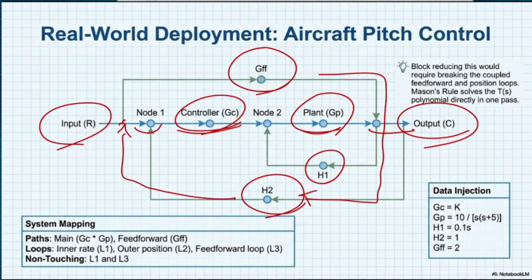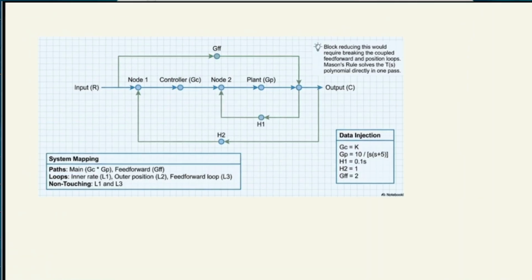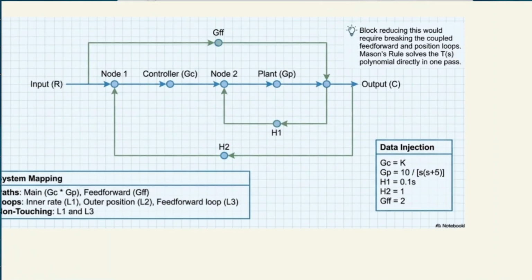So let's solve this one based on these values that we have over here. Let's just write them down, that would be way easier. GC is going to be K. Then GP is going to be 10 divided by S times S plus 5. Then H1 is going to be 0.5S, GFF is going to be 2, and H2 is going to be 1.